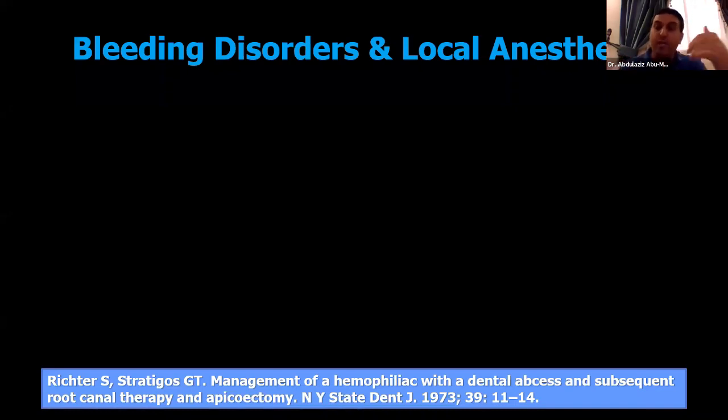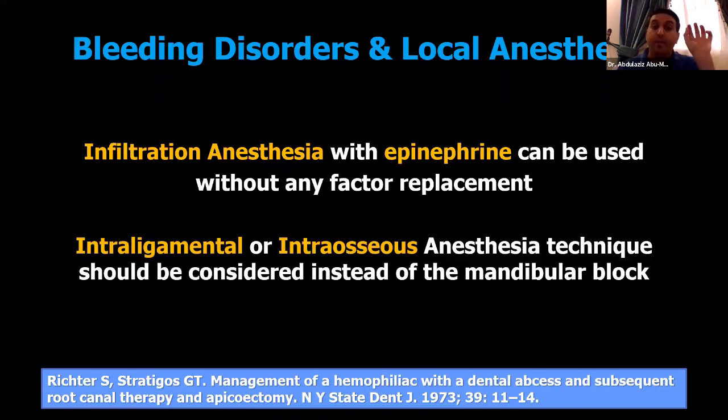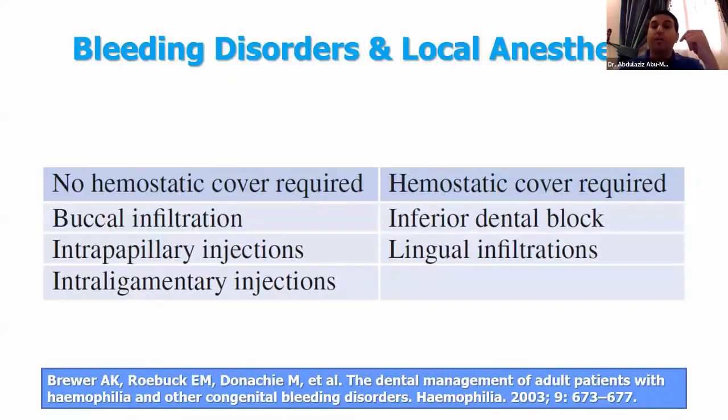So with those patients, you should be aware: infiltration anesthesia with epinephrine, in that case you have to, because it's part of the hemostasis. The interligamentary and intraosseous are recommended over the mandible. You cannot use an inferior alveolar nerve block or a lingual infiltration on the floor of the mouth with a patient with bleeding disorders. You can go with the buccal infiltration. You might go with the intrapapillary or intraosseous. You might go with the interligamentary.